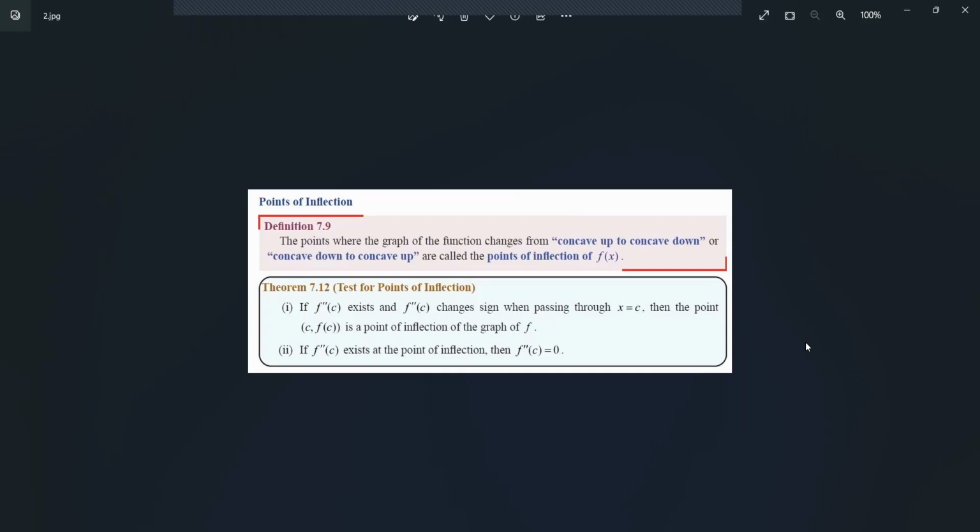The next concept is the point of inflection. The point on the graph where the function changes from concave up to concave down, or concave down to concave up, is called a point of inflection. To find it: if f double dash c exists and f double dash changes sign when passing through x equal to c, then the point c comma f of c is a point of inflection of the graph. If f double dash c exists at the point of inflection, then f double dash c is equal to 0. So this is the test we have for the point of inflection.